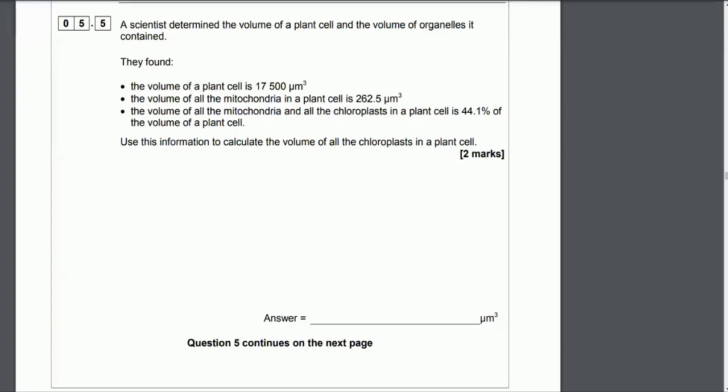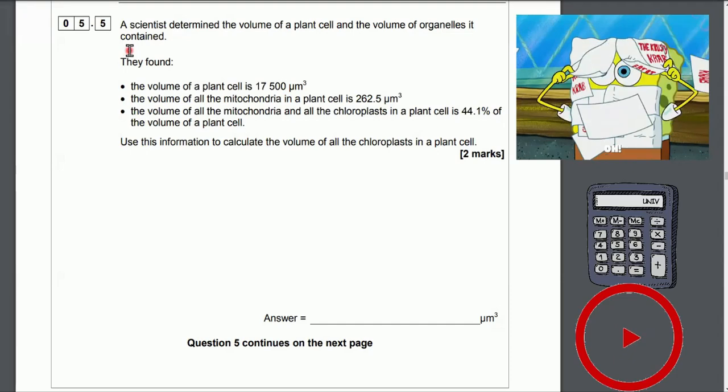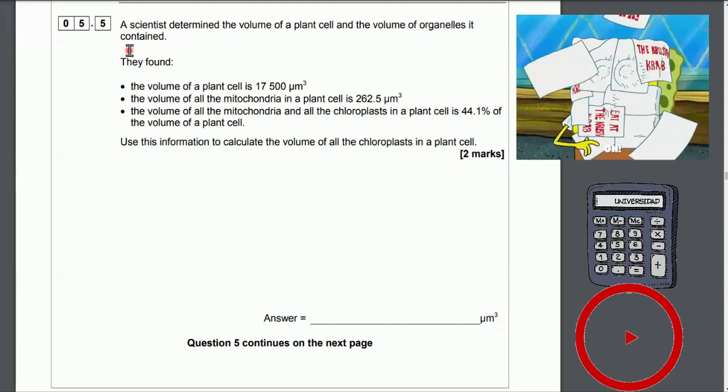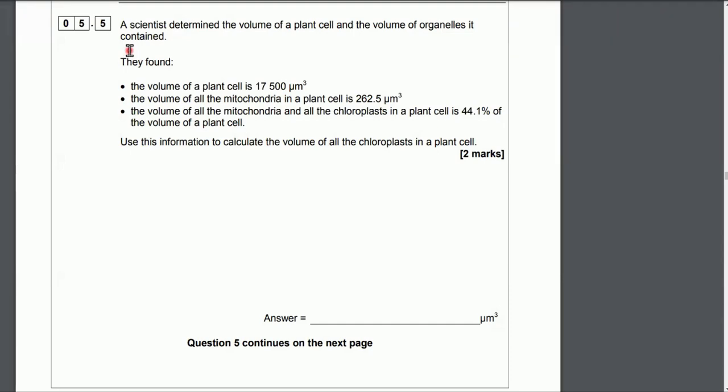Okay, moving on to 5.5, we have one of these biology maths questions for 2 marks with a few steps to it. Once again, if you hit the like, that'll massively help me out. Make sure you pause the video. Unpause, check the walkthrough.